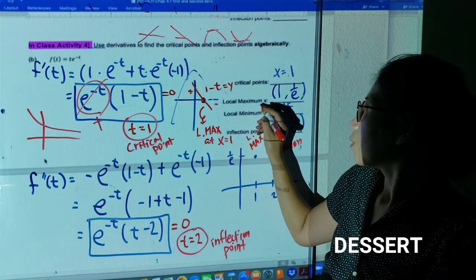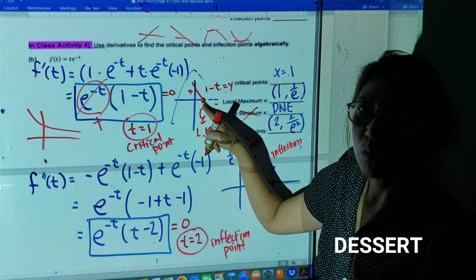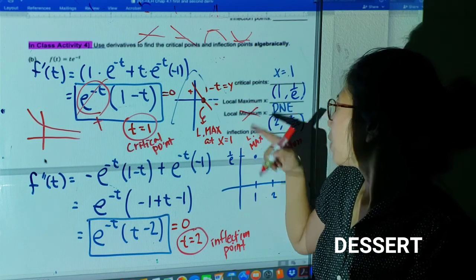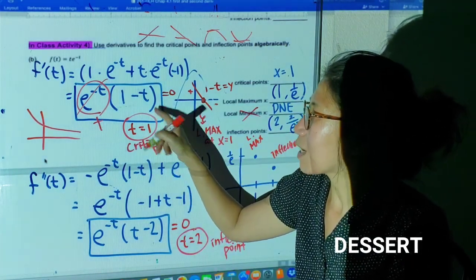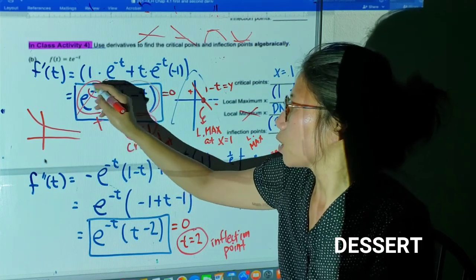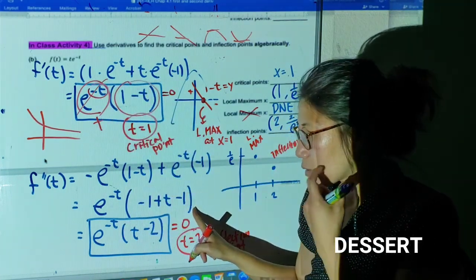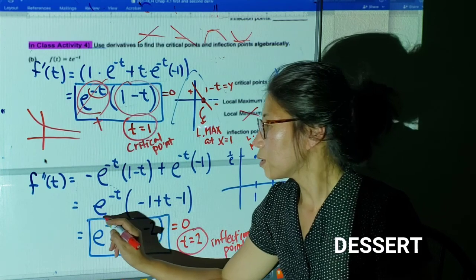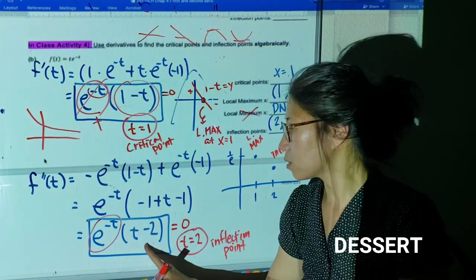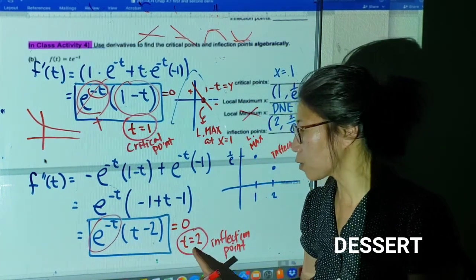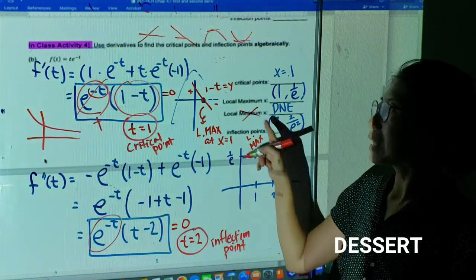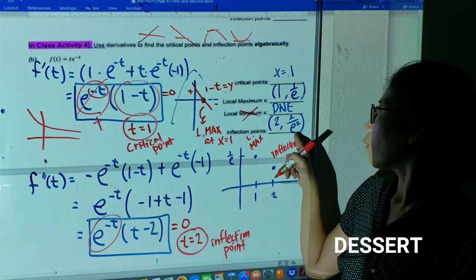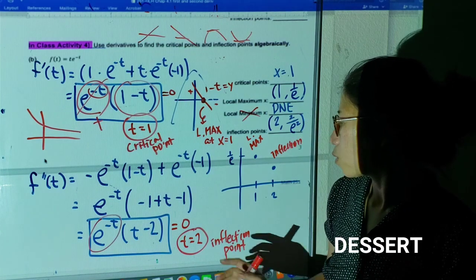That means I'm not going to have a local minimum value because I only have 1 critical point, which is a maximum. And then for the second derivative, if you take the derivative one more time, I use the product rule and chain rule. So look at my work and do it one more time. Then same reason, this one is never going to be 0, so only this is 0. So t has to be equal to 2, which is going to be the inflection point. So by plugging into the original, 2 over e squared is the inflection point.